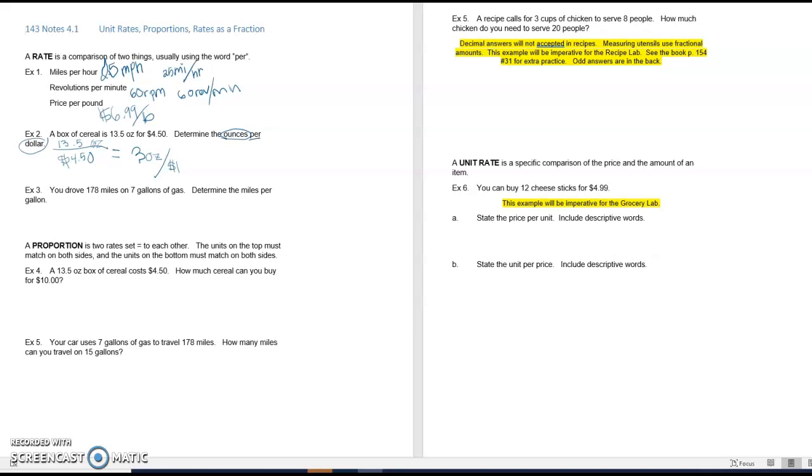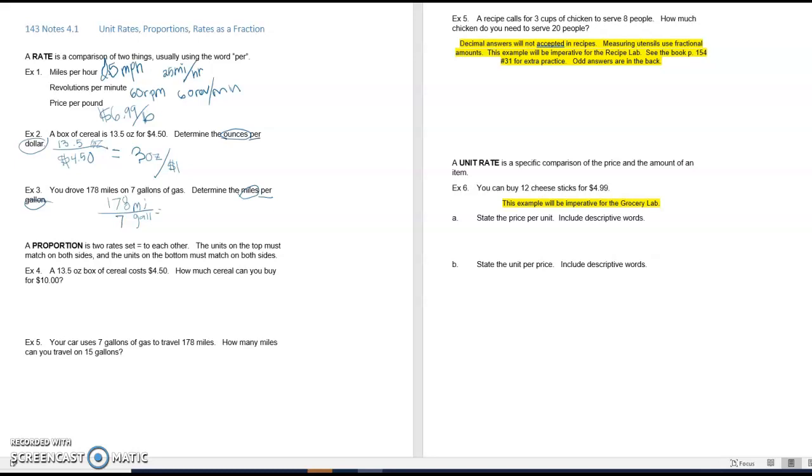Next, you drove 178 miles on 7 gallons of gas. Determine the miles, that comes first, per gallon, okay? So I need to set up my rate. Miles is going to go on the top because it came first. Per means divide, and gallons will be on the bottom. Okay, then I just plug in. So I went 178 miles on 7 gallons.